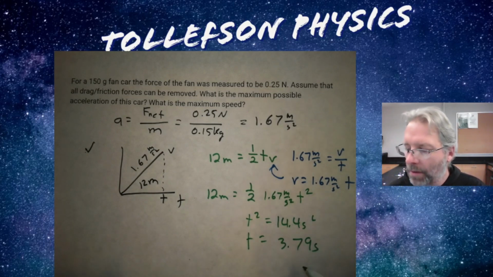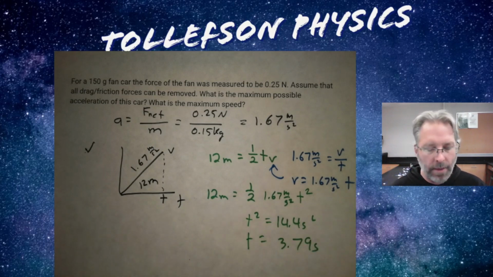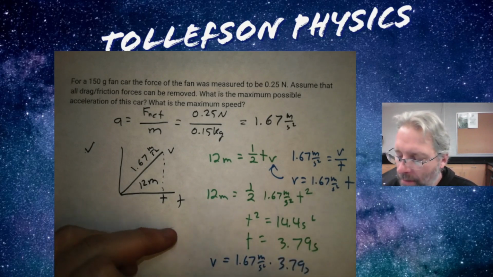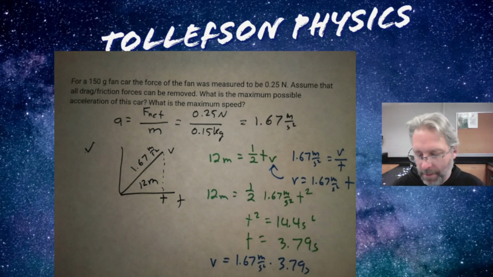But this doesn't answer the question. The question that I asked was, what is the maximum possible speed that it could go? And so we'll bring down this equation again, 1.67 meters per second squared times 3.79 seconds. And so that final velocity, grab Mr. Calculator here, times 1.67 is 6.34.